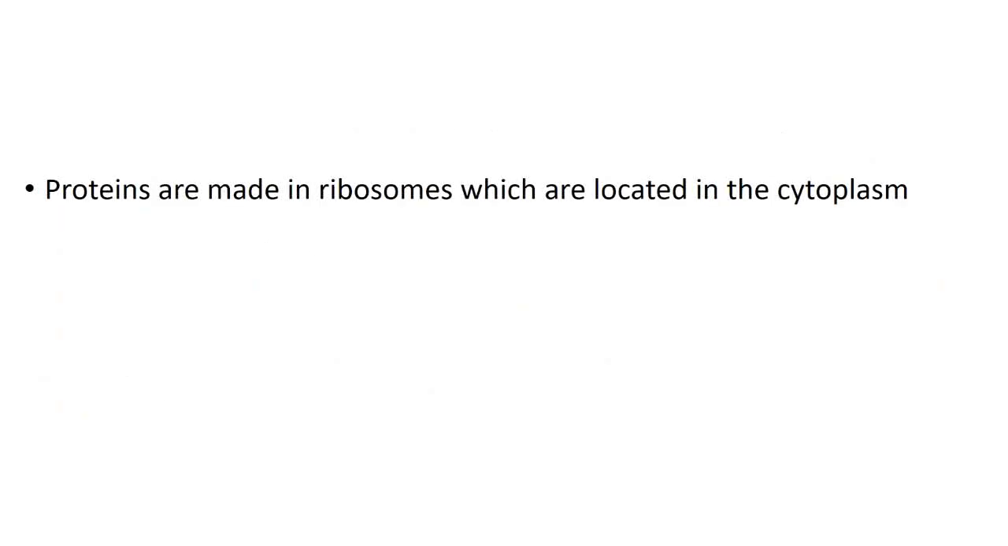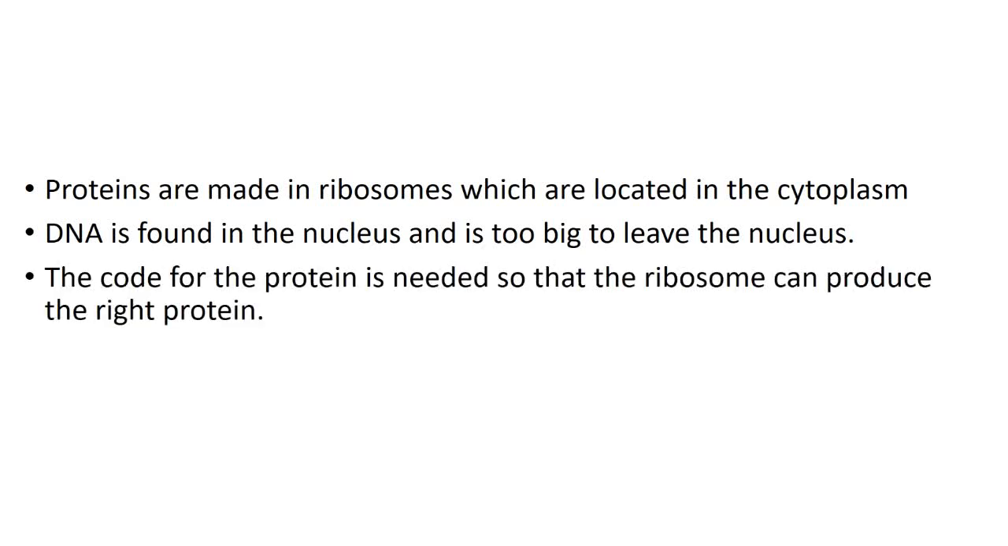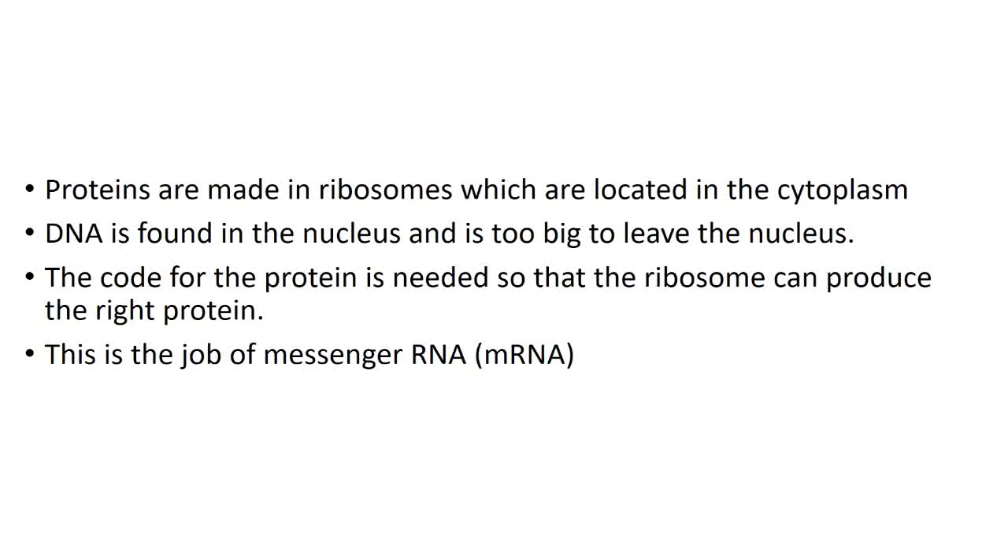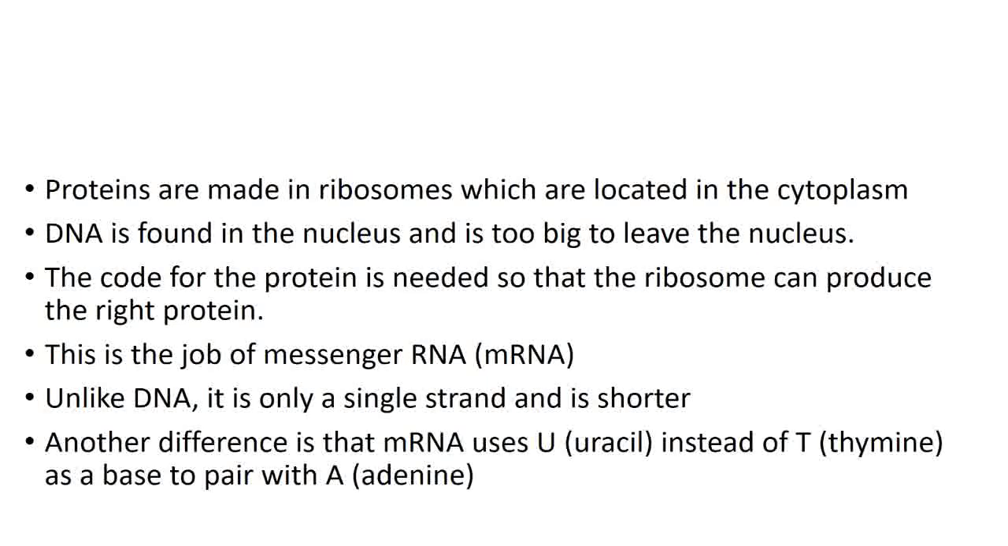Proteins are made in ribosomes, which are located in the cytoplasm. DNA is found in the nucleus and is too big to leave the nucleus. The code for the protein is needed so that the ribosome can produce the right protein. This is the job of messenger RNA, mRNA. Unlike DNA, it's only a single strand and is shorter. Another difference is that mRNA uses uracil instead of T as a base to pair with A. mRNA transfers the code found in the DNA to the ribosome.